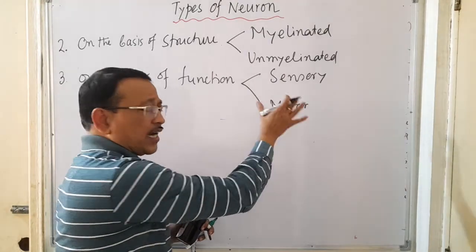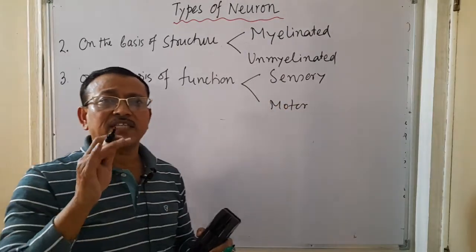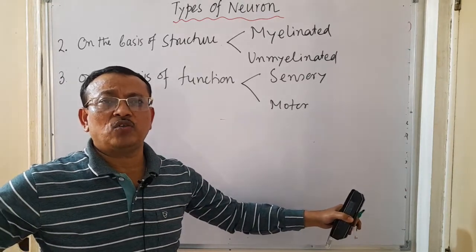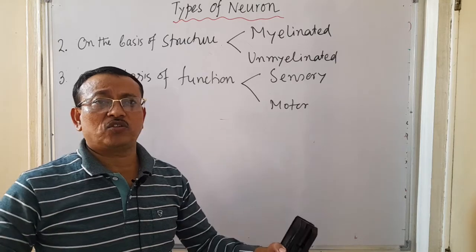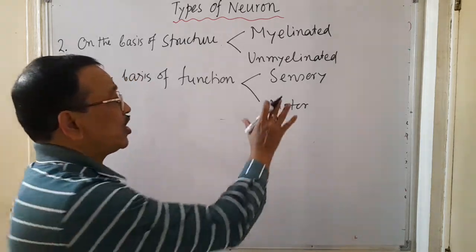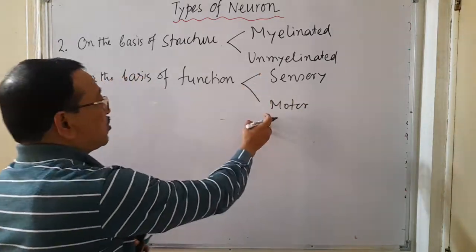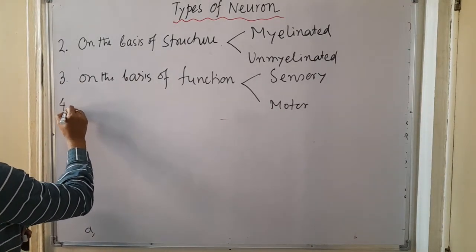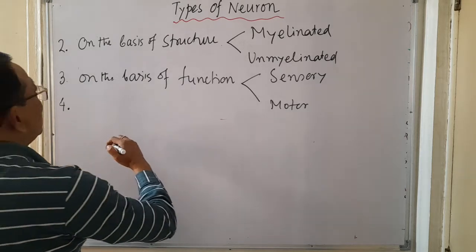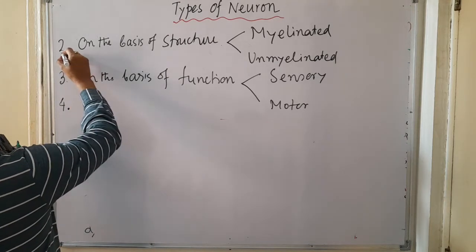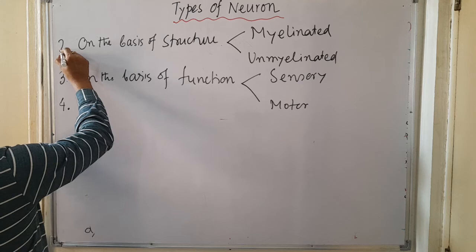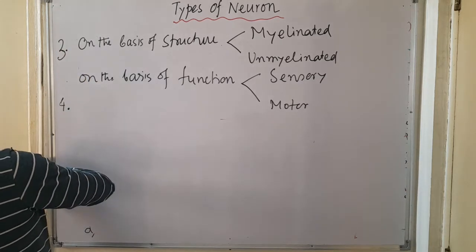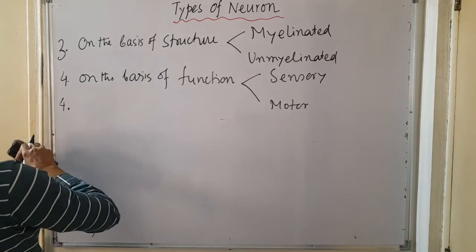Whereas another category of neurons sends the signal from the CNS to the peripheral parts of the body, to the effector organ, to give the response, and thereby those are known as the motor neurons. So two types of neurons on the basis of the functions. Second was the polarity. This is the fourth.